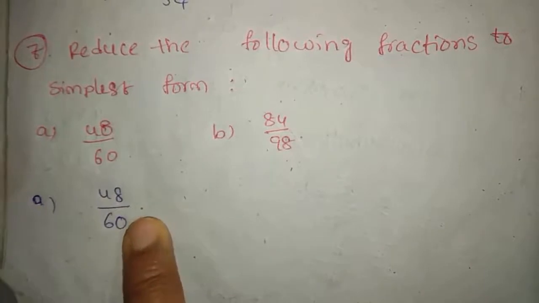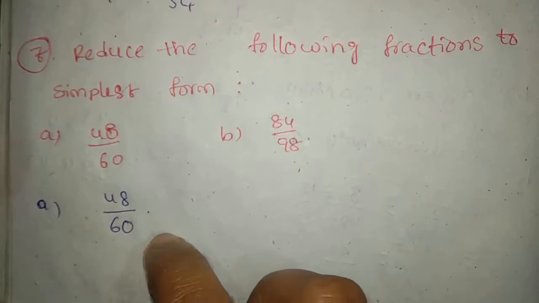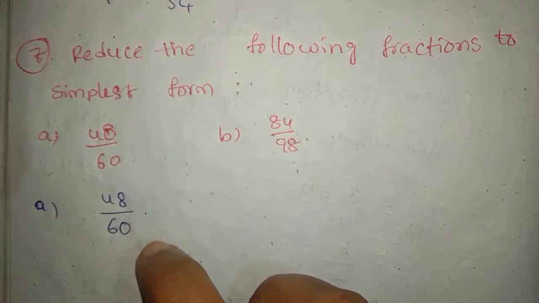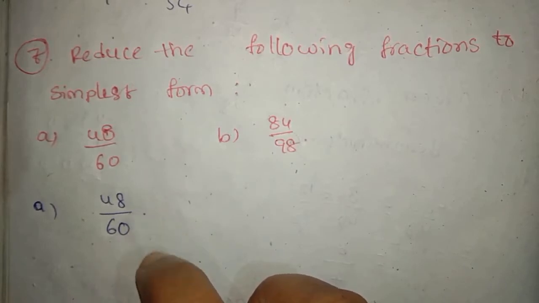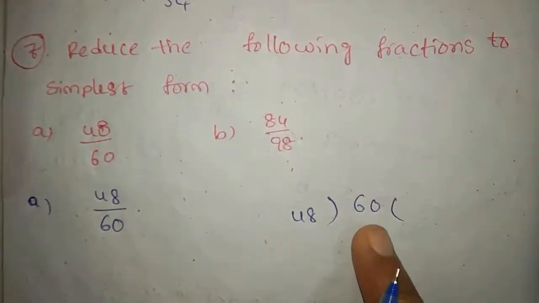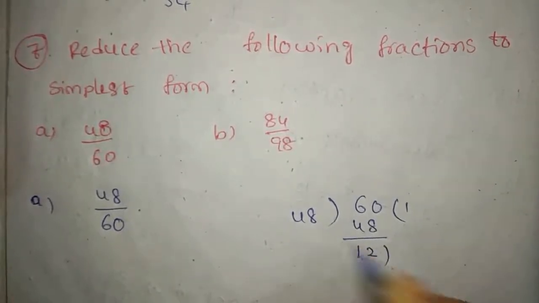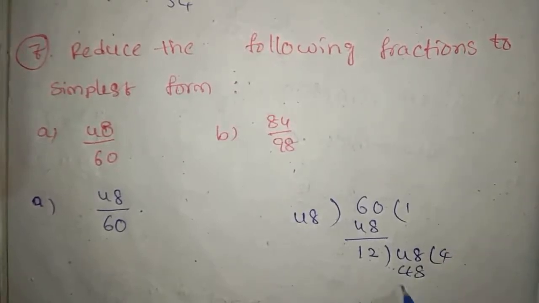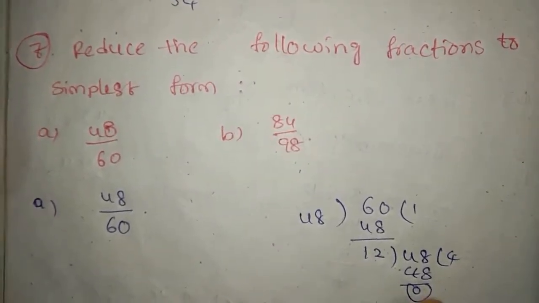First, 48 by 60. We have to divide both the numerator and denominator by the HCF. First let us find the HCF of the numerator 48 and the denominator 60. Here the larger number 60 is divided by the smaller number 48. 48 ones are 48, remaining 12. Now take 48 and 12. 12 fours are 48, remainder is 0. So when we get remainder 0, we stop.